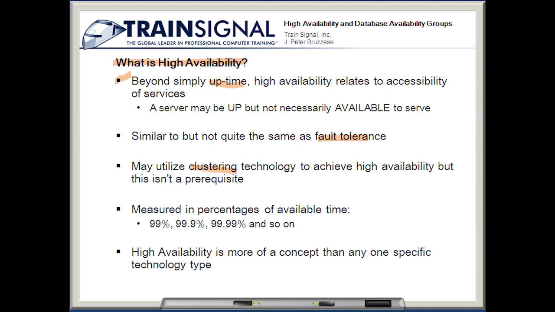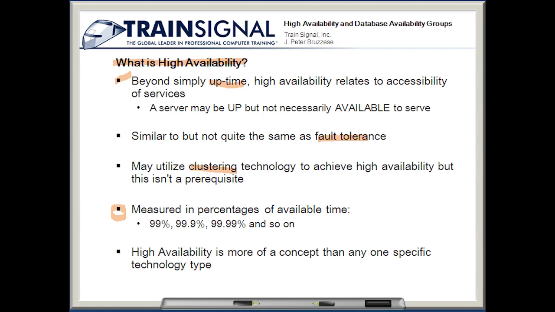So clustering technology actually is something you might use to achieve high availability. However, again, it's not a prerequisite for a high availability solution. Typically, high availability is measured in percentages of available time. Now, that's usually in circumstances where it's measured at all. In many organizations, if you're the one providing the fault tolerance, clustering, high availability solutions for your organization, you don't necessarily have the time to measure the percentage of availability for those servers. However, when high availability is measured, and let's say you have a service level agreement with another organization to provide that high availability, you'll see that they will give their availability percentages as 99%, 99.9%, 99.99%, and so on.